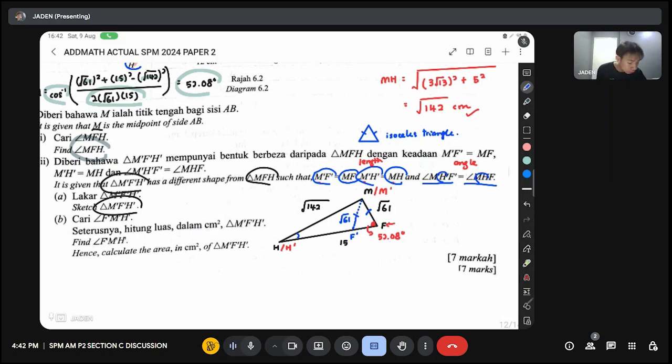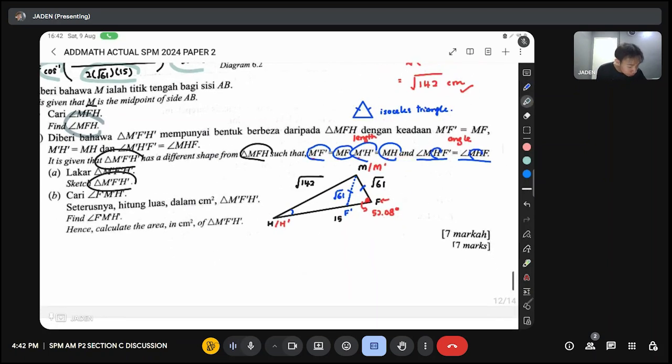Okay, let me share with you. You're going to sketch this part. Sketch this, this, and this. So you will end up with this green highlighted triangle here. Somehow like this. This is your M prime, F prime, and H prime. This is the triangle that you want to sketch in your answer sheet. So now we are done with the sketching part.